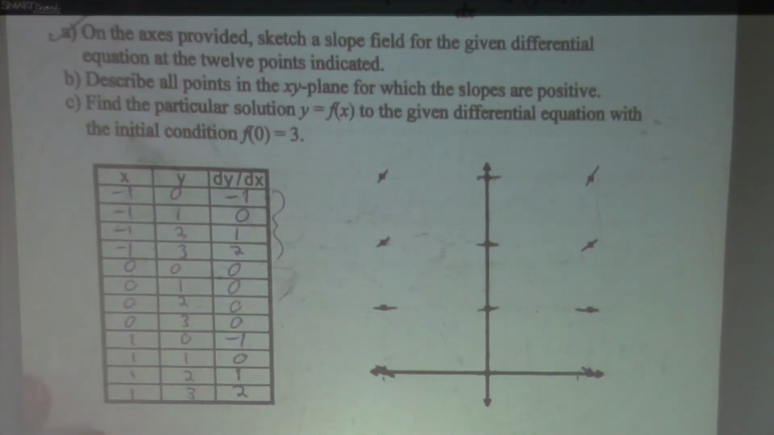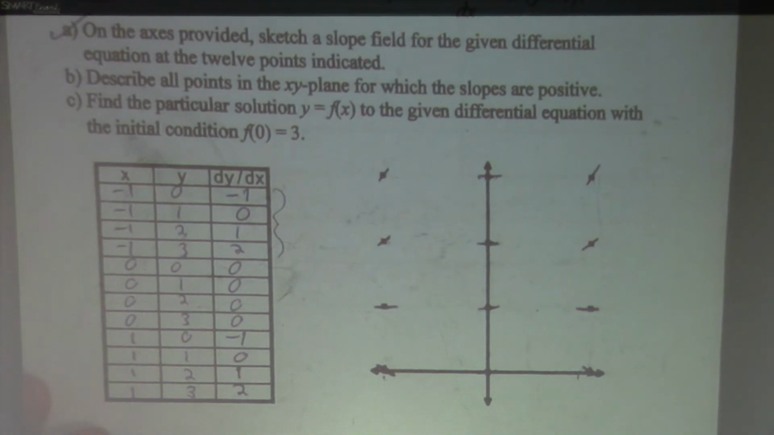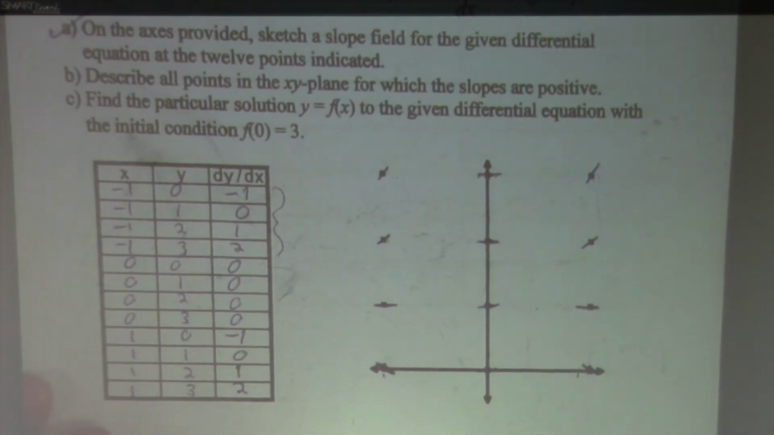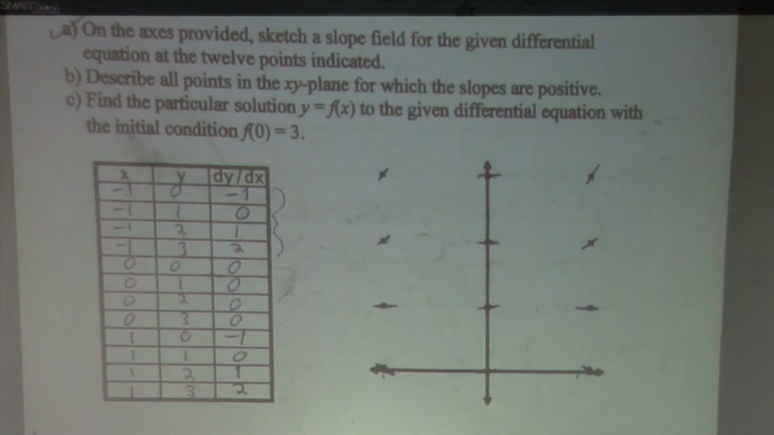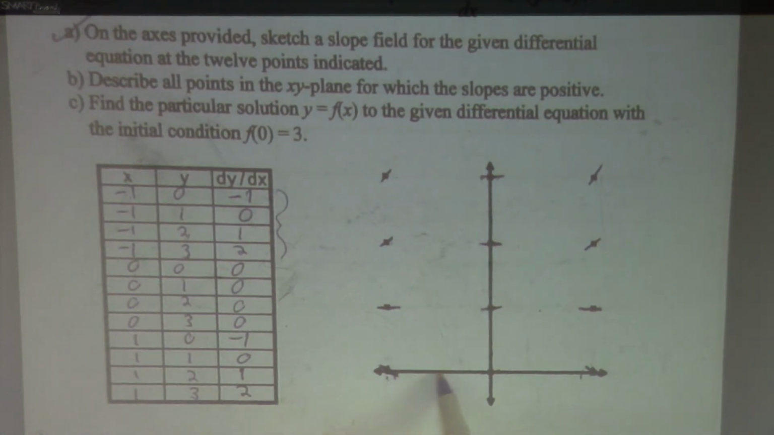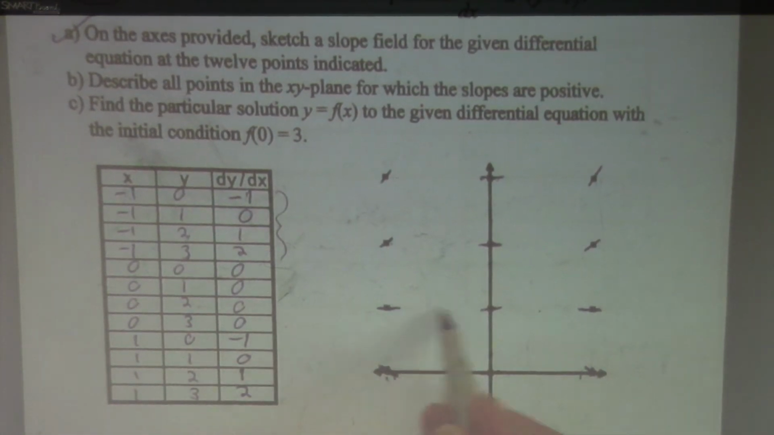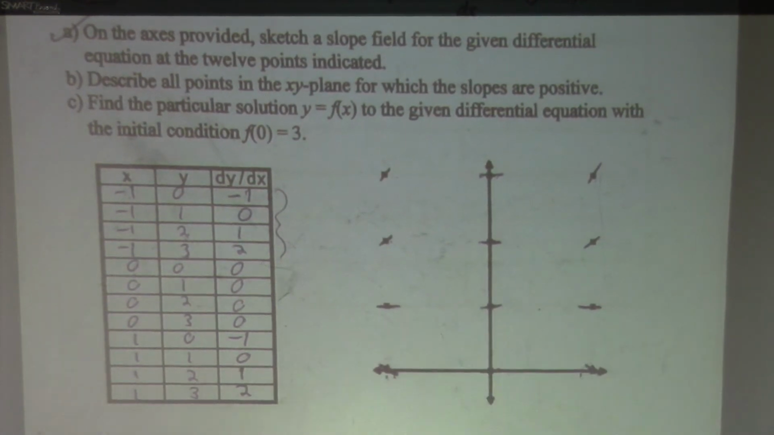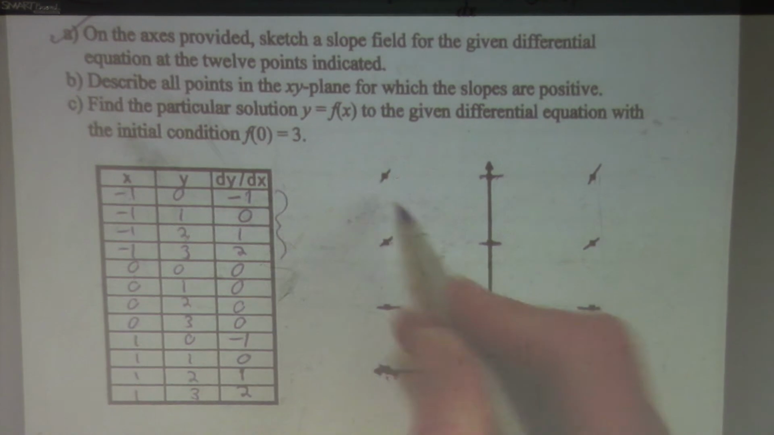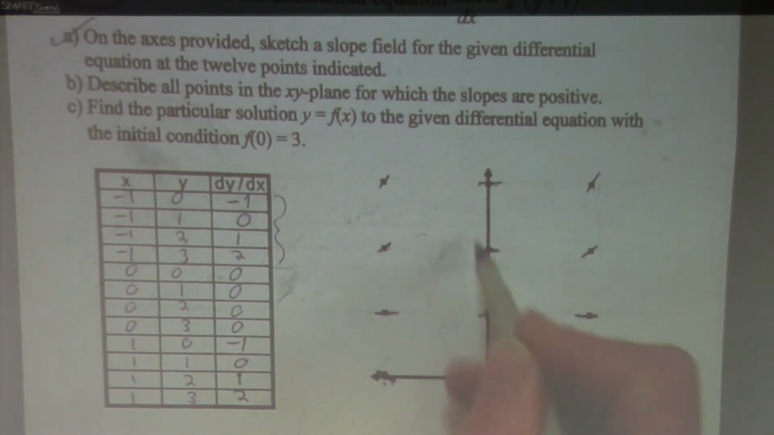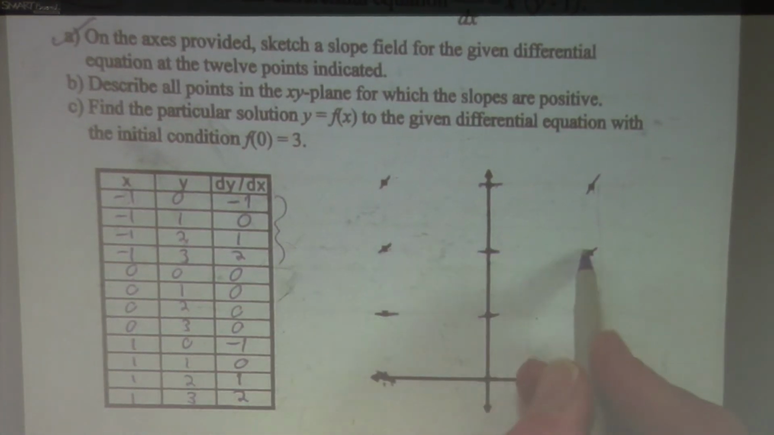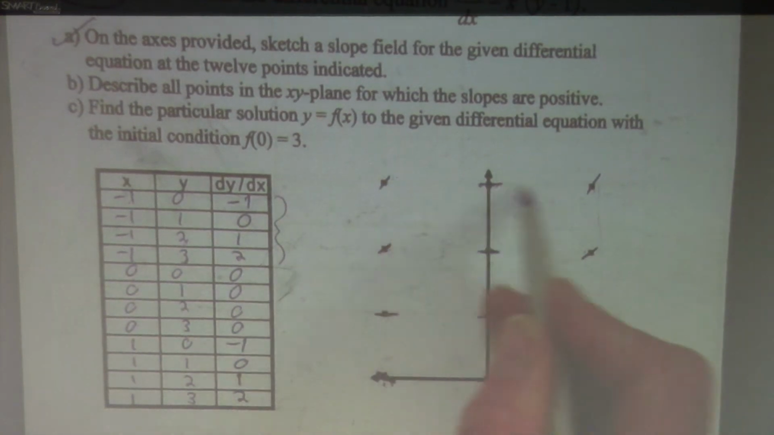Part B says, describe all points in the xy-plane for which the slopes are positive. Okay, well, let's look for our positive slopes. Do I have any positive slopes when y is 0? Clearly not. Do I have any positive slopes when y is 1? No, they're all horizontal tangents, aren't they? All slopes of 0. I start having positive slopes when y is greater than 1 because I have them at 2 and I have them at 3.